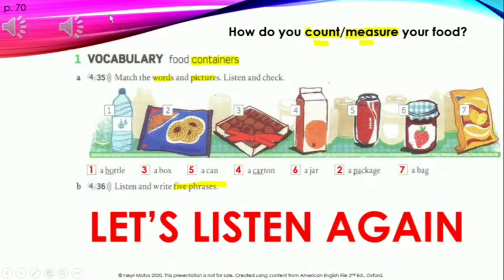Let's go. 4.36. 1. A bottle of oil. 2, A bag of oranges. 3, a can of peas. 4, A box of cereal. 5, a carton of milk.